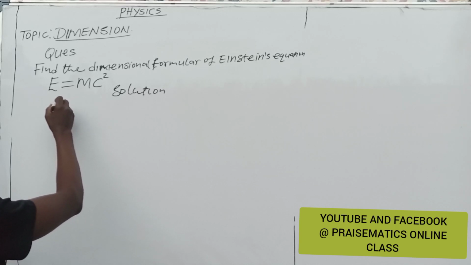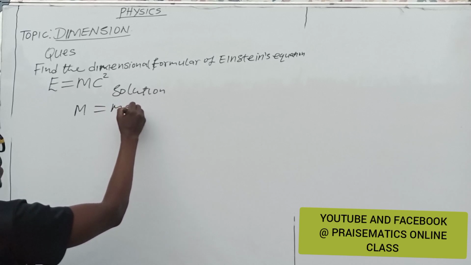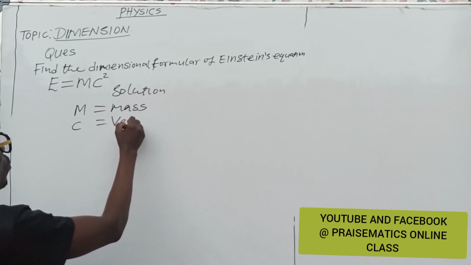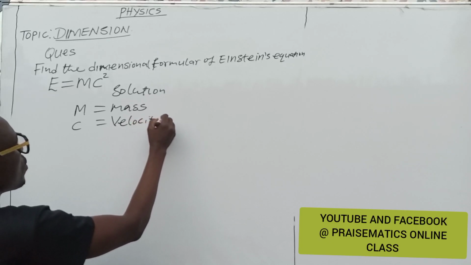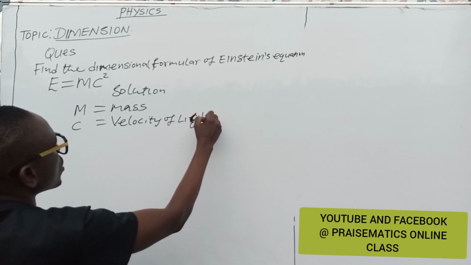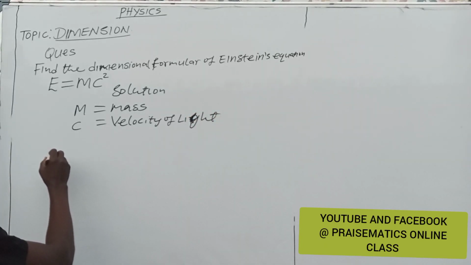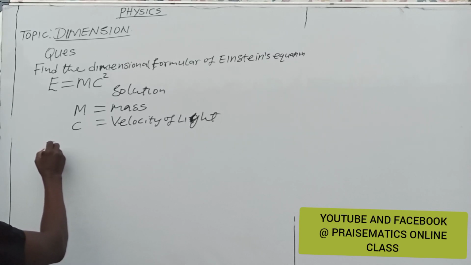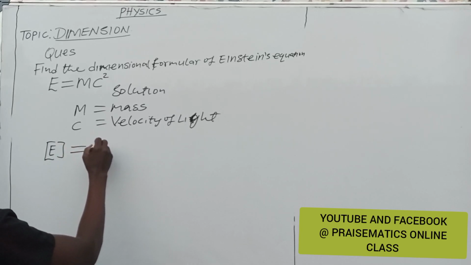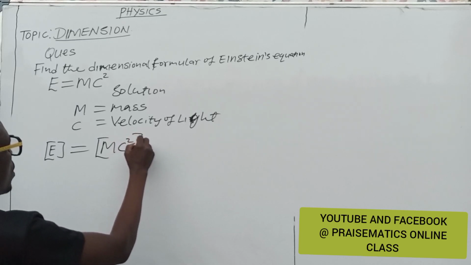Now recall that E is energy, M is mass, and C is the velocity of light. Now, we want to find the dimension of energy, which is equal to the dimension of mc squared.